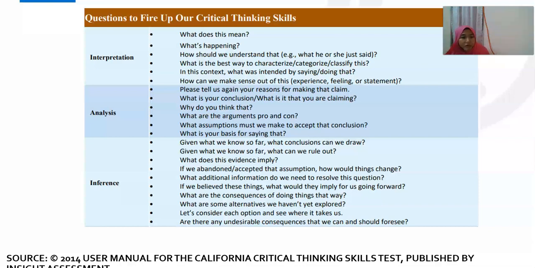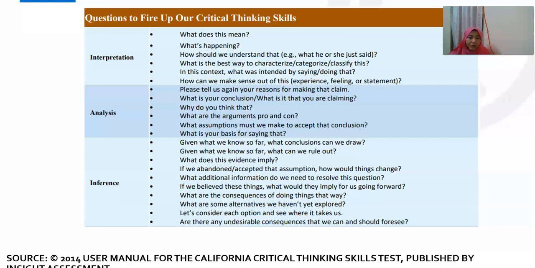So for example, interpretation. What are the questions that you can ask? What does this mean? What is happening? What should we understand from that? What is the best way to categorize, to classify? For example, about the COVID-19 situation here, you can be critical on that. In this context, what was intended by saying or doing that?